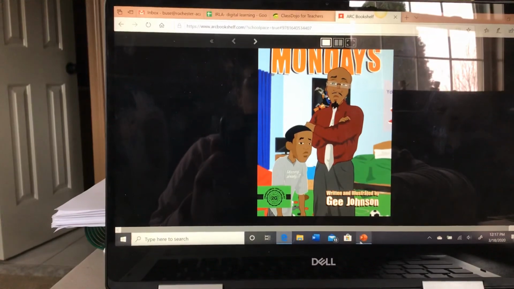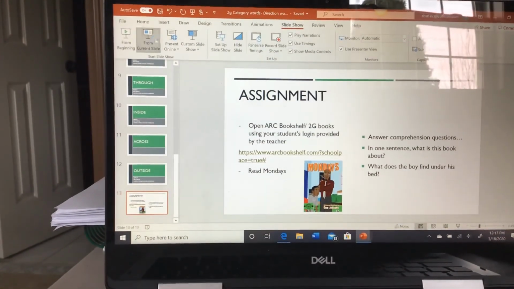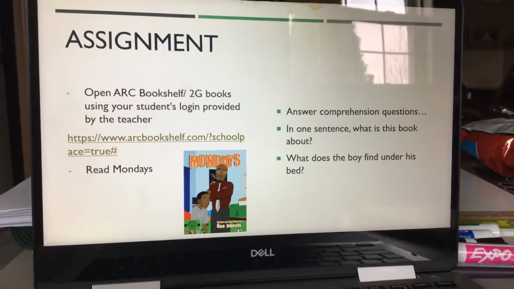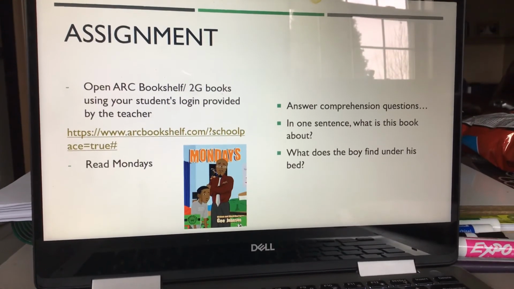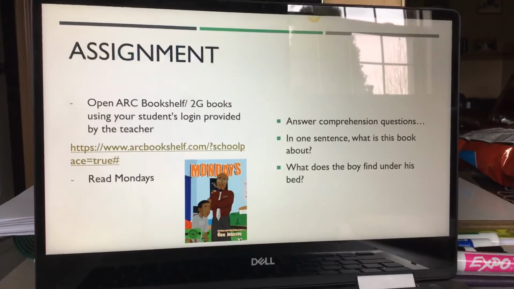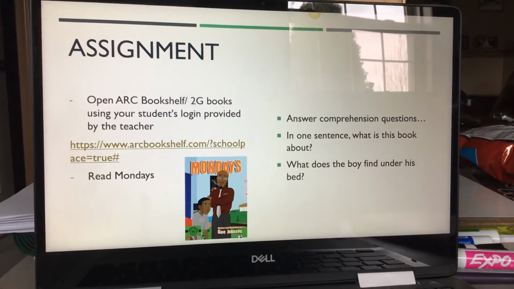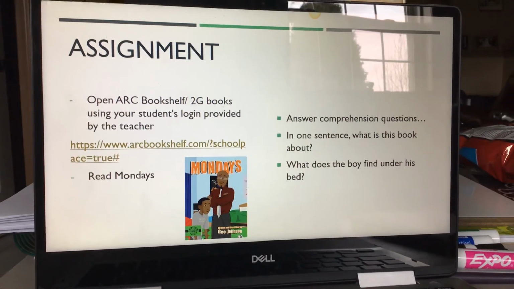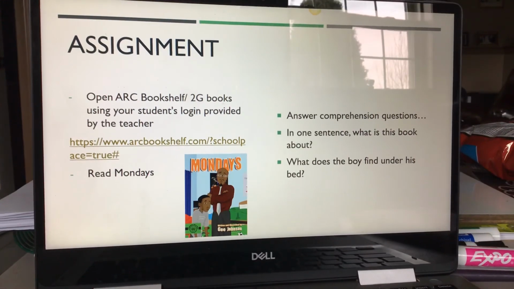Go ahead and pause it and go ahead and read the story. When you're done reading, you are going to answer some comprehension questions. I want you in one sentence in your notebook to tell me what is this book about. Just one sentence. You don't need to write any more than that. Or you can tell your parent, brother, sister. And then you're going to answer the question, what does the boy find under his bed? Okay, and you're going to write that in your notebook.